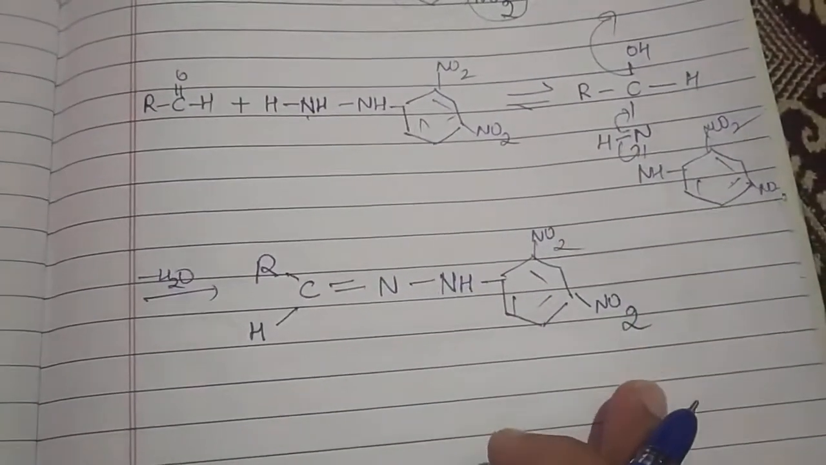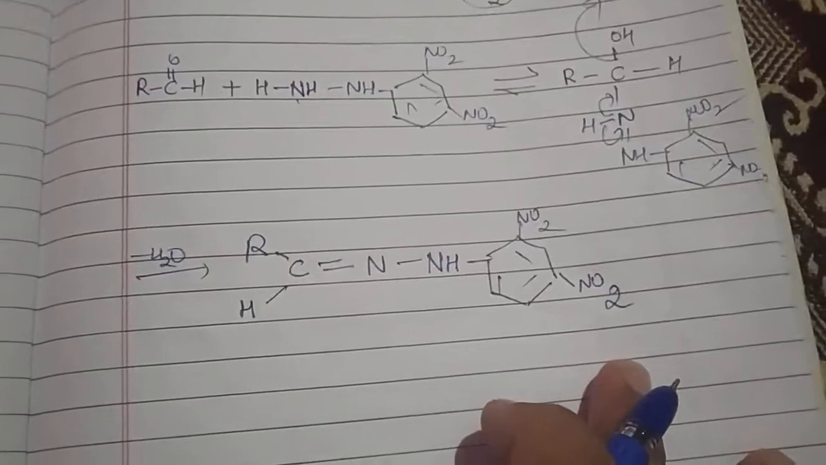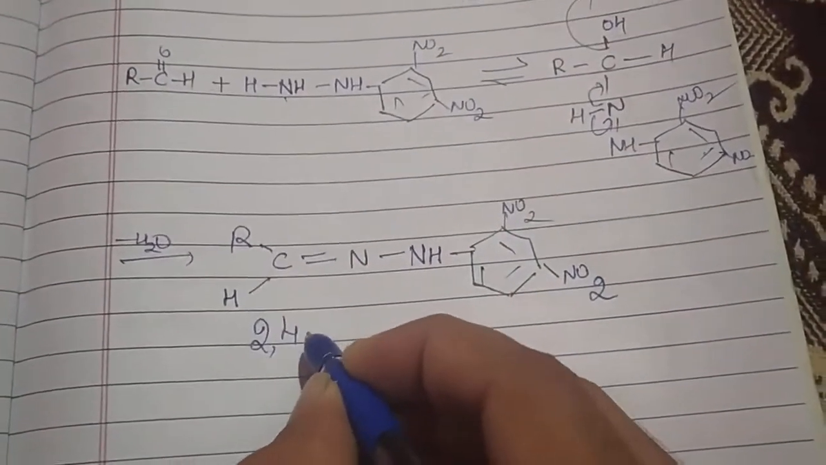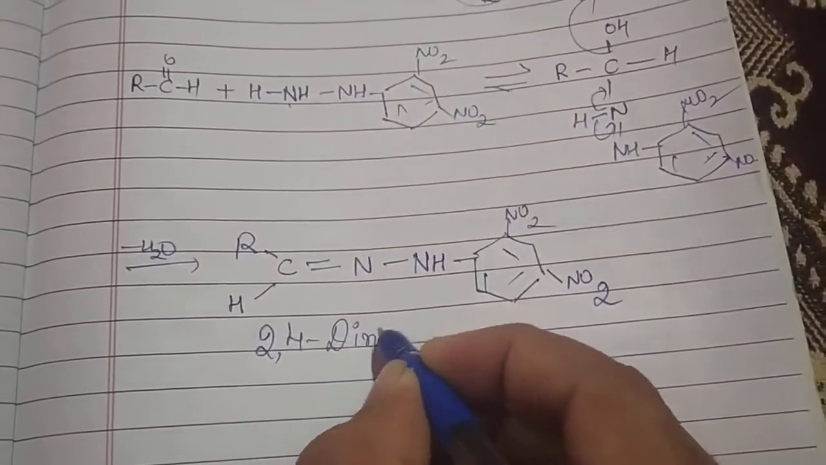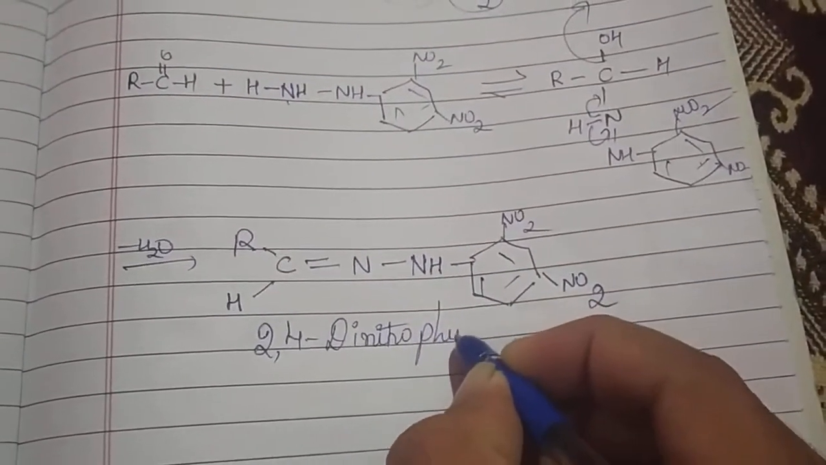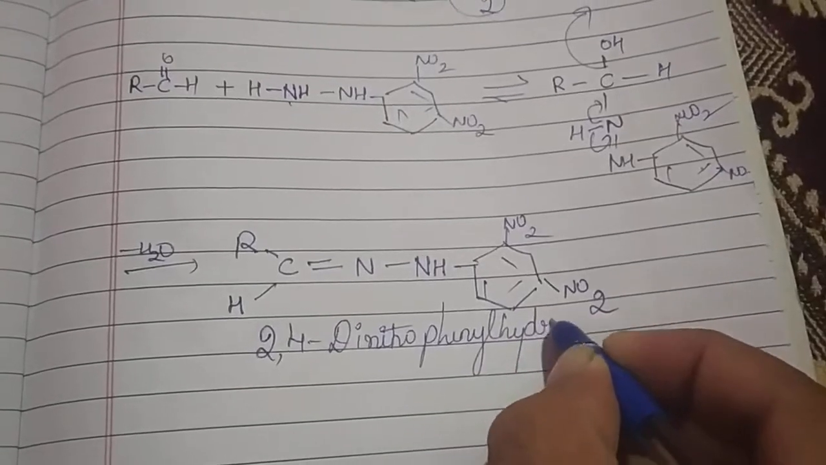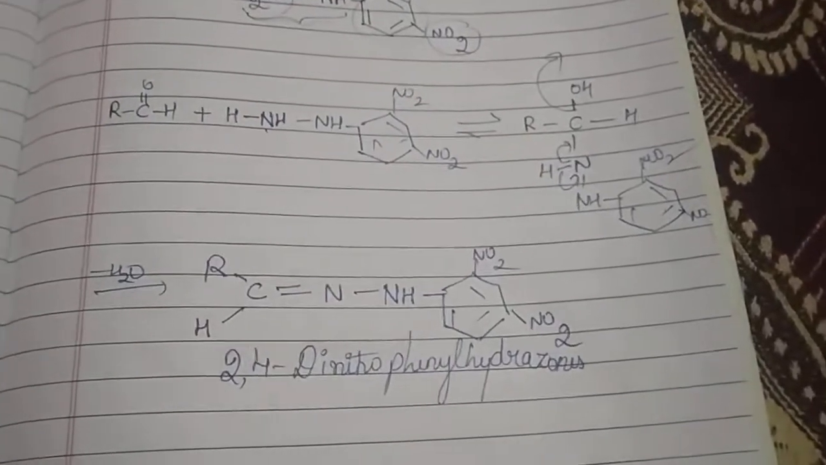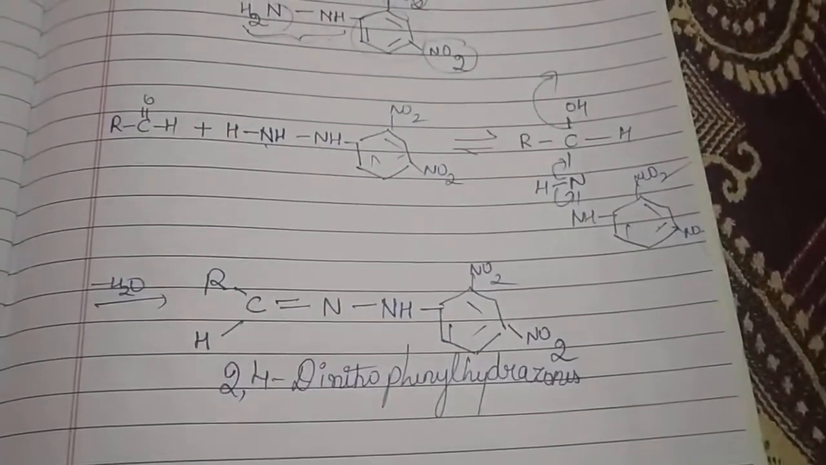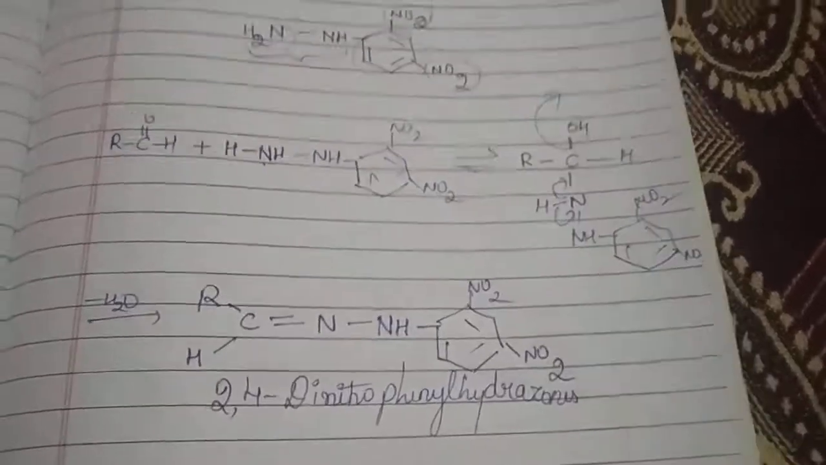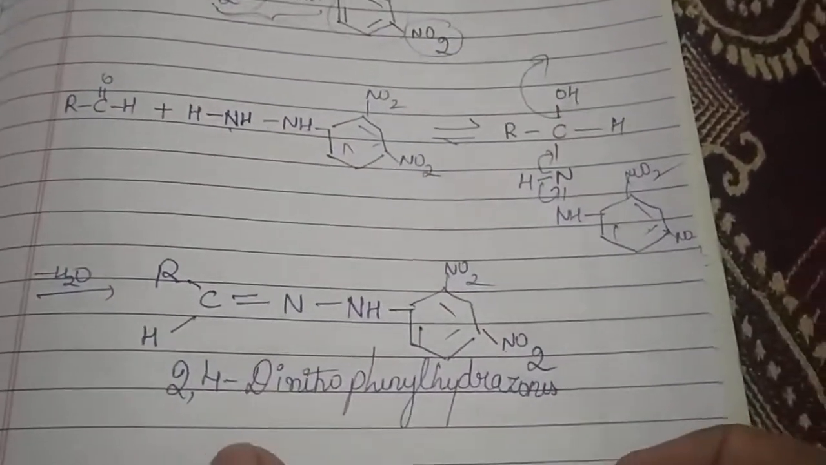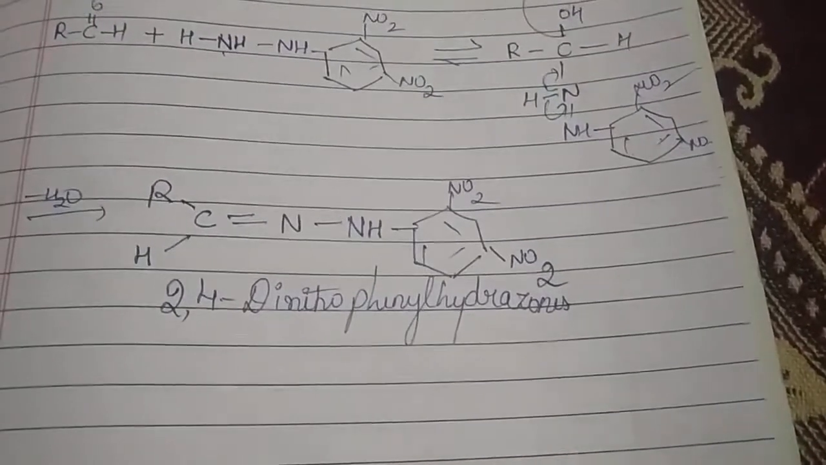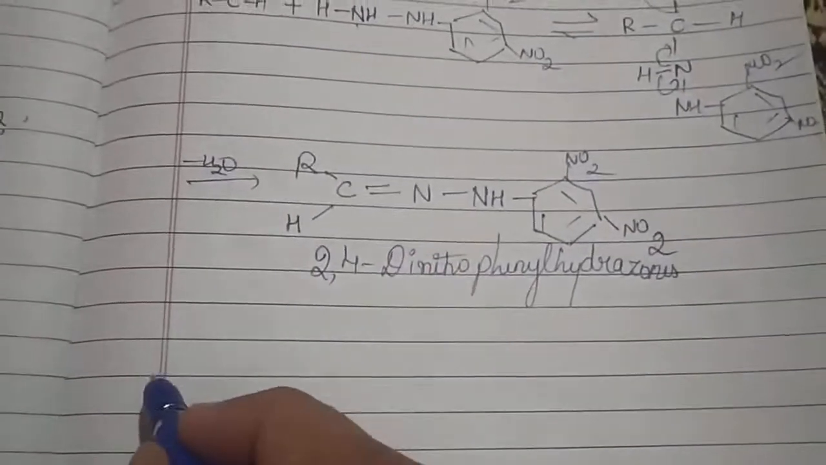So these are called as what? 2,4 dinitrophenyl hydrazones. You can remember the names, I hope. So 2,4 dinitrophenyl hydrazine, when it is treated with your carbonyl compounds followed by a dehydration, we are getting an important addition product which is called 2,4 dinitrophenyl hydrazones. Okay, you can now try it with ketones.